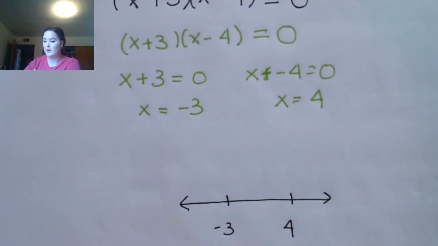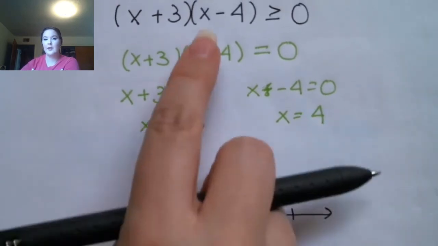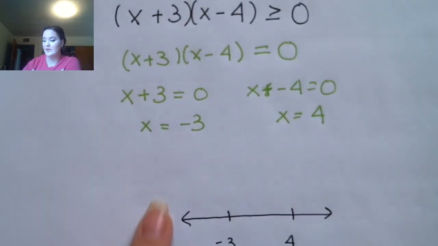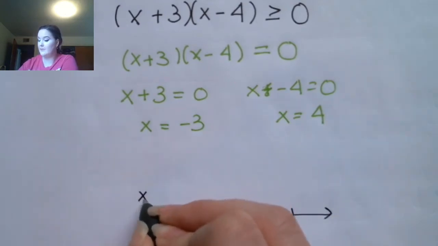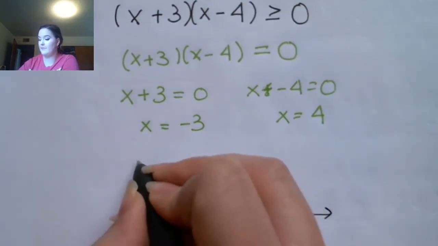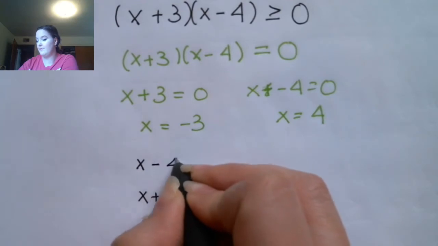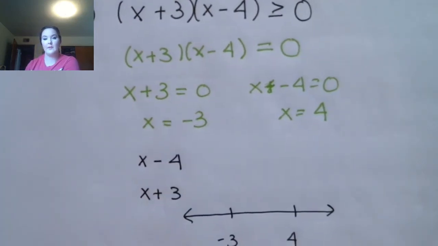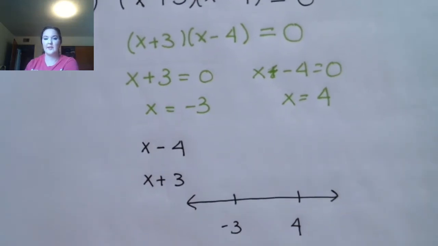The only other thing I'm going to do to get my sign chart set up is put my factors on the side here. All right, so this is the setup for my sign chart. Now I'm going to mark where things are positive and where they're negative.